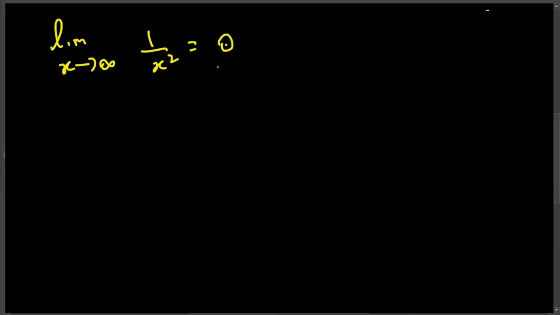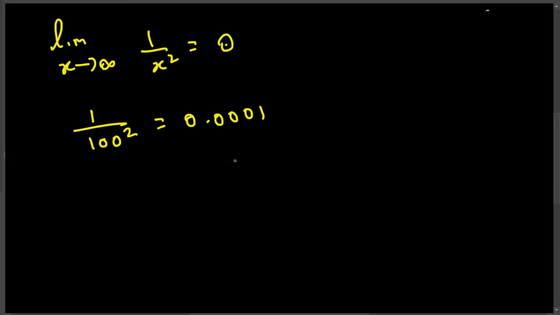Now you can go ahead and prove this by plugging in some numbers. Let's say I'm plugging in 100 squared, that's 0.0001, and if you put 1000, that's going to be even closer to 0 than this, right? So you can see as the value of x becomes bigger and bigger, the y value is converging towards 0. So the answer here is 0.